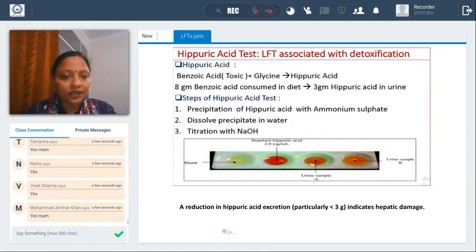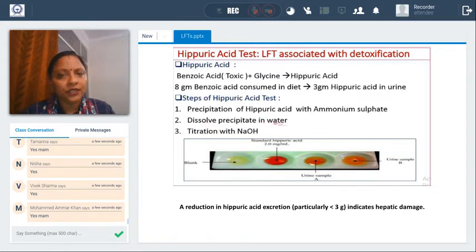So here you can see a reduction in hippuric acid excretion, particularly less than 3 grams, indicates hepatic injuries. There are several processes like precipitation of hippuric acid with ammonium sulfate and dissolved precipitation in water, and then titration with NaOH. Ultimately, the result is that a reduction in hippuric acid excretion indicates hepatic damage or abnormality of liver.